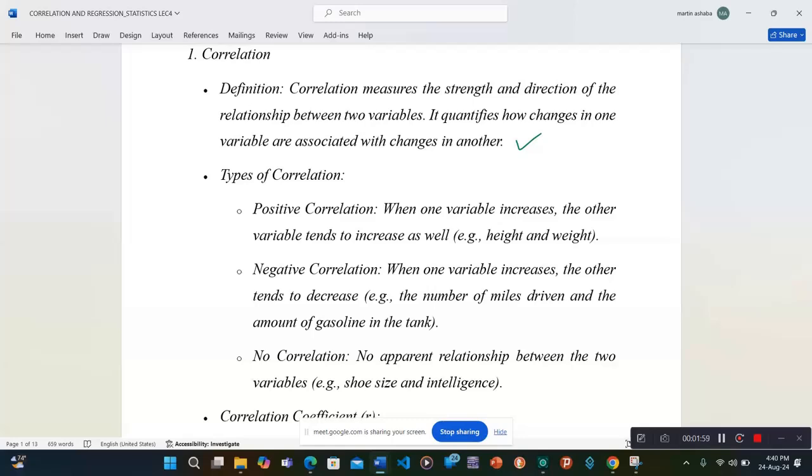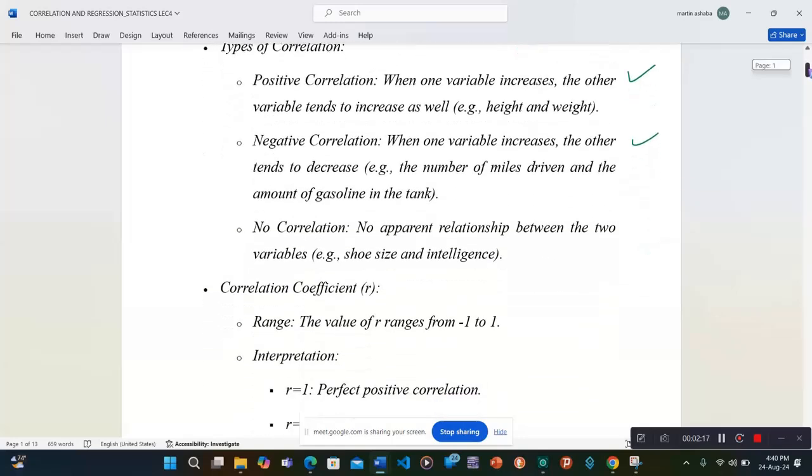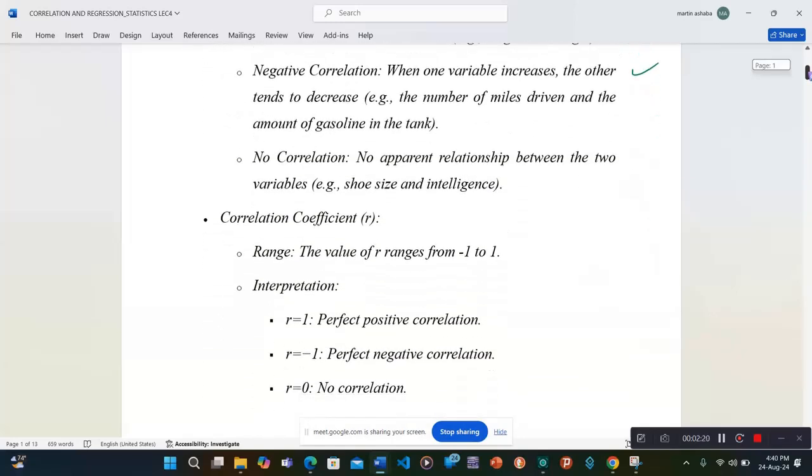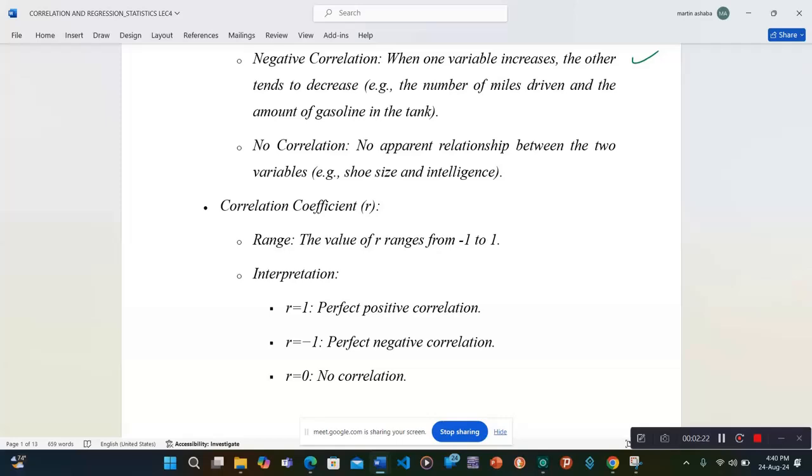So types of correlation: we have a positive correlation and we have a negative correlation. The positive correlation is when one variable increases and the other variable tends to increase as well. But in a negative correlation, when one variable increases, the other one tends to decrease. Then you also have another type where there is no correlation. This tells you that there is no apparent relationship between two variables.